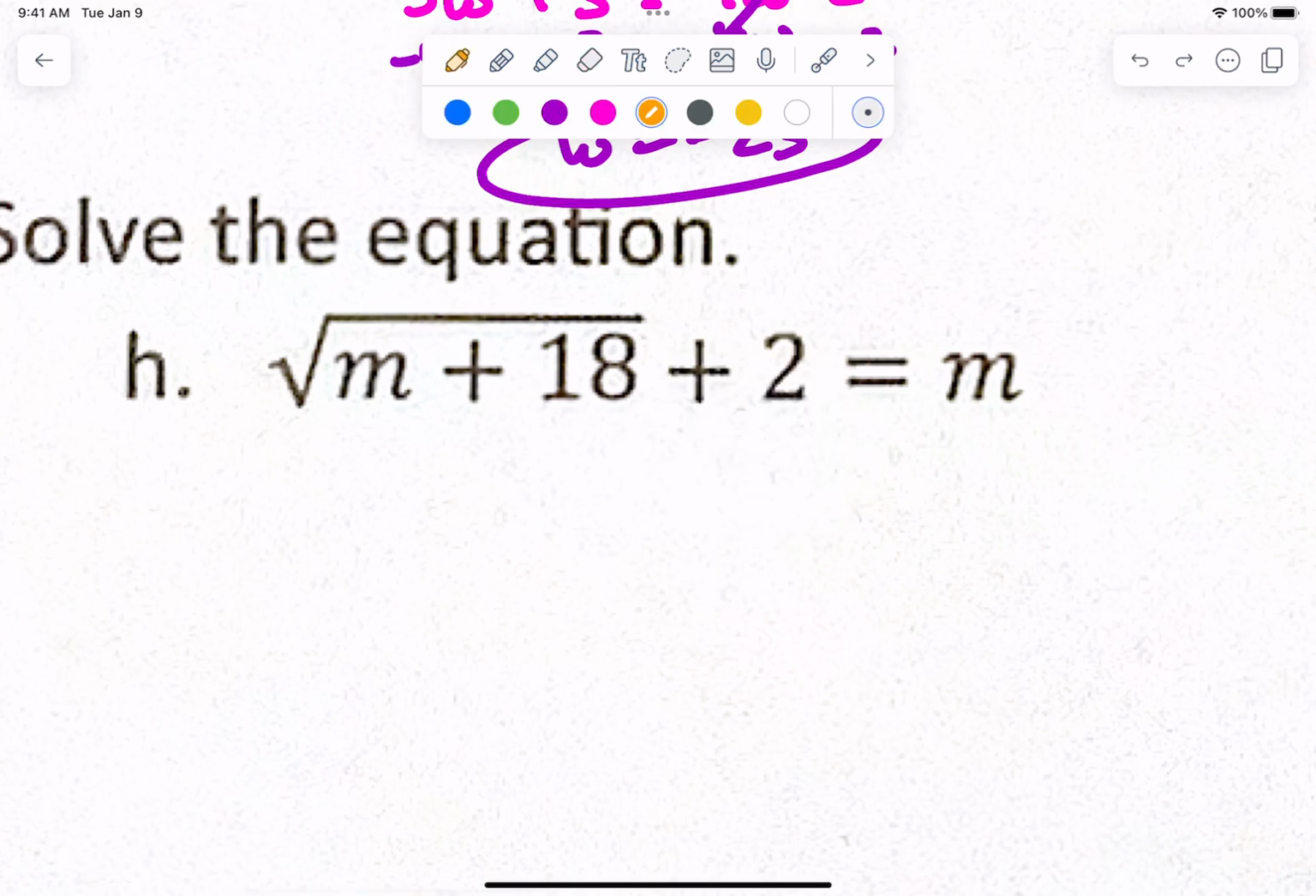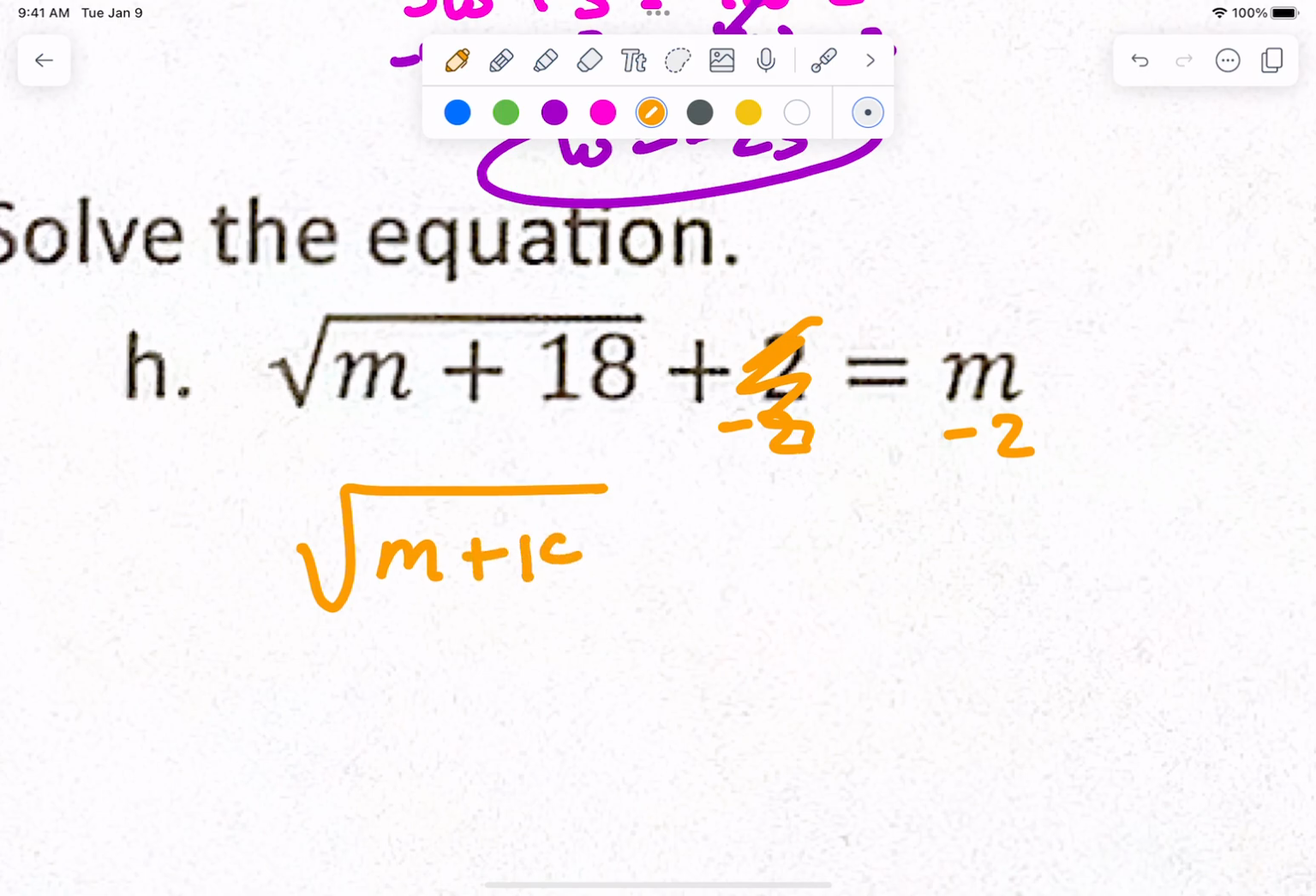Okay, here we go. Just wait, you've got to pause for a second. Square root of M plus 18 equals 2N minus 2. M minus 2, that counts. Okay, now what? Square it. Square it.